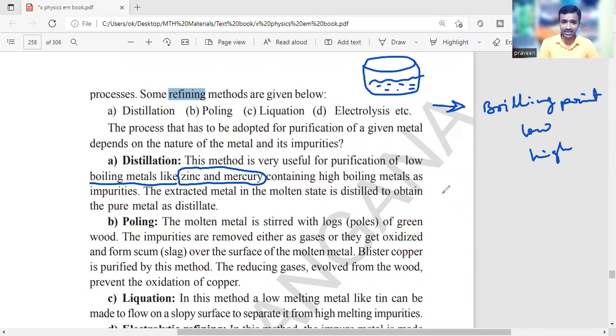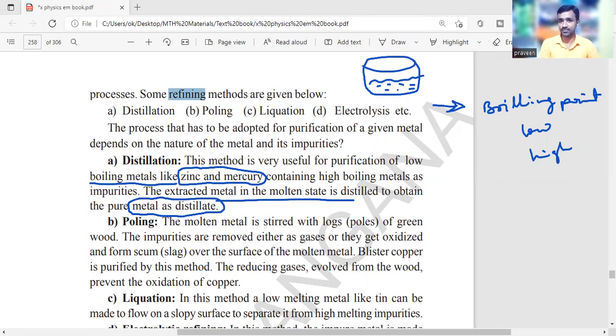So we heat continuously to extract the pure metal, right? You are heating the molten ore, which contains pure and impure metals. That metal in the molten state is distilled to obtain pure metal, right? A distillate is a substance separated by vaporization, so that we can collect, called the distillate. So this is about distillation.